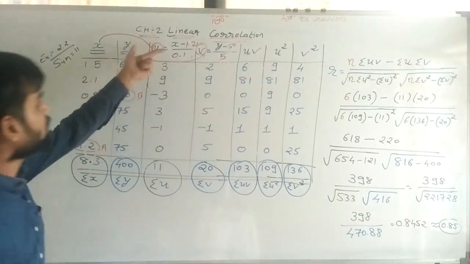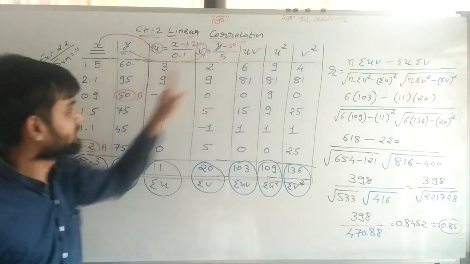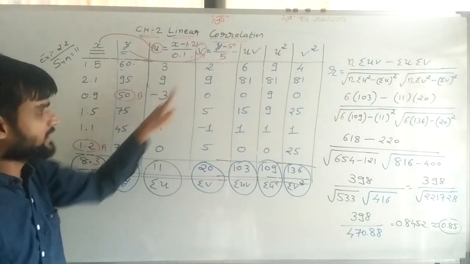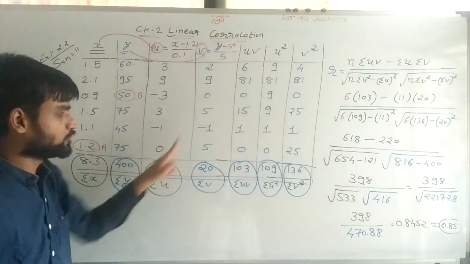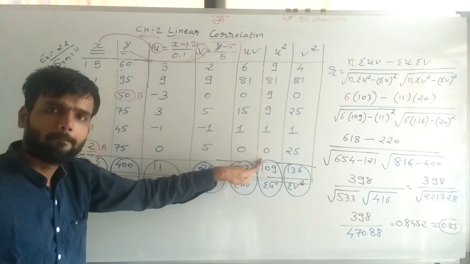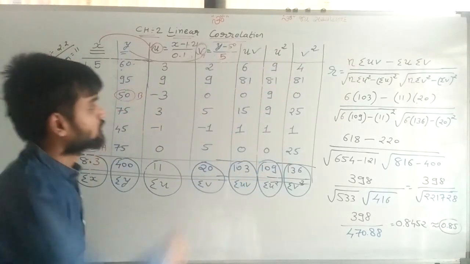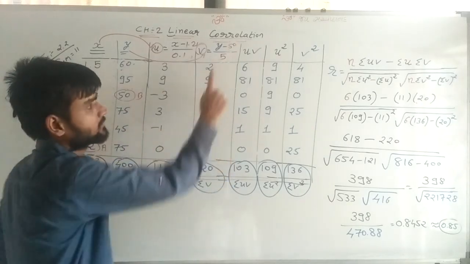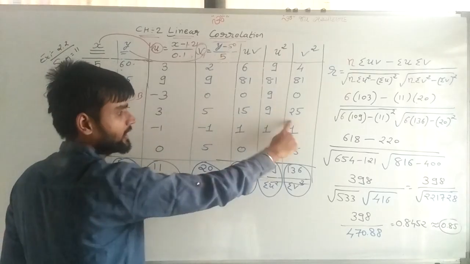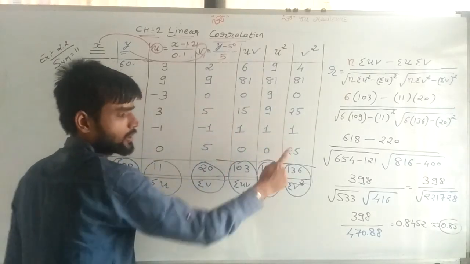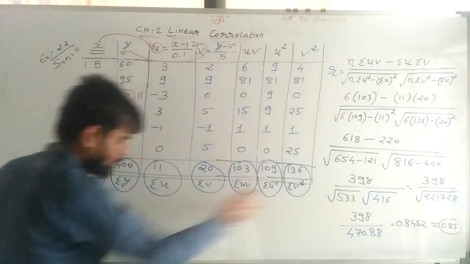Now, u square. So make the square of all values of u. 3 square 9, 9 square 81, 3 square 9, 3 square 9, 1 square 1, 0 square 0. Simple. Same for v square. Make the square of v: 2 square 4, 9 square 81, 0 square 0, 5 square 25, 1 square 1, 5 square 25. Then the total of v square.